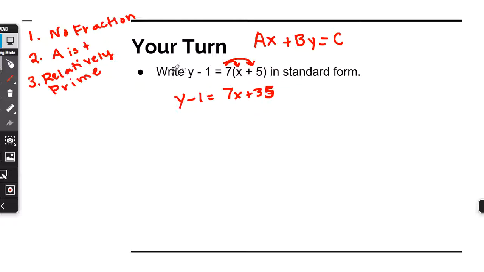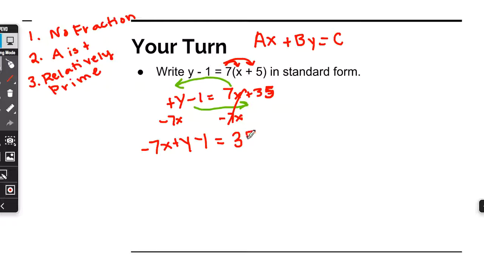Okay, so now if I look at my plan, my game plan is going to be to move my 7x this way and to move my -1 that way, so that I can have my x and my y together and my numbers together. So remember, it doesn't matter which order we do. So say on this one, we might subtract 7x first. So I'm going to look at this y, and I know that it's positive. So if I focus on putting them in order, I'll have -7x plus y minus 1. And then on the other side, all I have is 35.